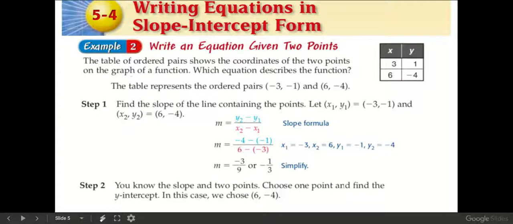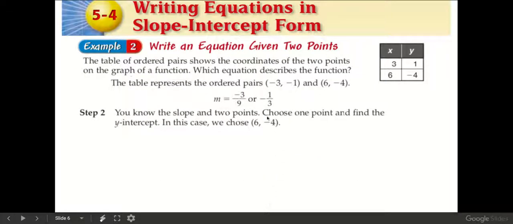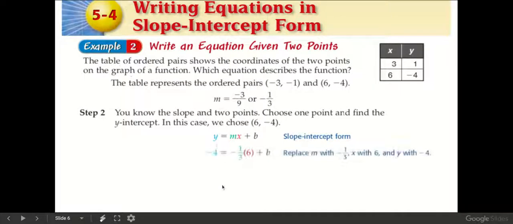So step 2 would be, now that I have a slope, I need to have the y-intercept. Well, I'm going to go ahead and take one of my 2 points. I'm going to use the point 6, -4, and it doesn't matter what point you pick. You could have picked this point or that point, but I'm just going to use this point. I'm going to use that point and the slope that I found, -1/3, and I'm going to put them in to find the y-intercept. So my slope I'm going to put in for m, -1/3. My x value is going to be 6. My y value is going to be -4. So I'm going to put those values in, and then I can just simplify.